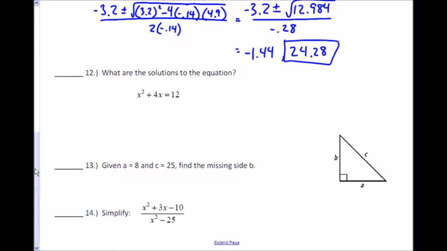For this one, it says, what are the solutions? So the first thing you want to do is subtract the 12 from each side. So I subtract the 12. That gives me an x squared plus 4x minus 12 equals 0. And I'm going to solve this by factoring.